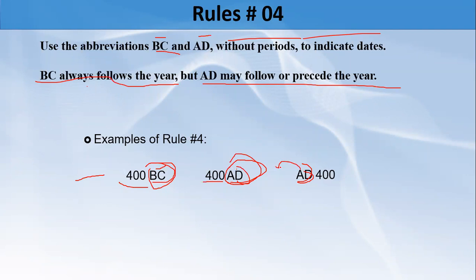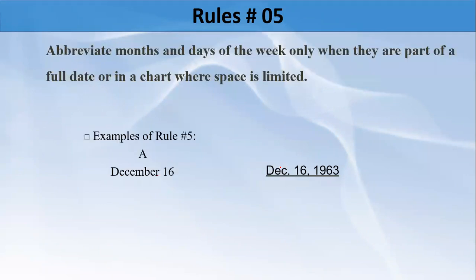Both are correct. Clear? Rule number 5: abbreviate months and days of the week only when they are part of a full date or in a chart where space is limited. Okay, we need to abbreviate names of months and names of days when they are part of a full date. Like if you look at this, it is a full date.